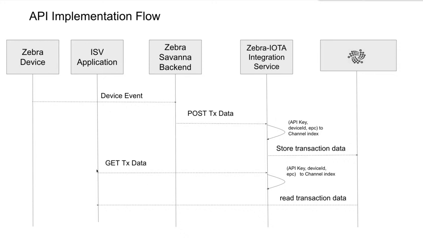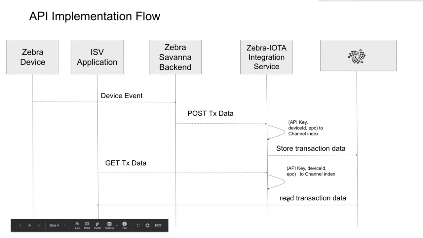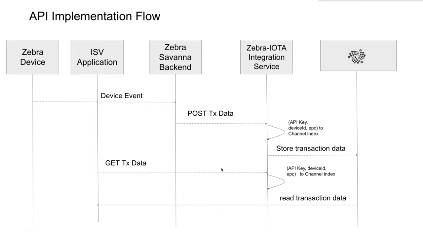When we want to retrieve the data, a similar, inverse process happens. We have the device ID, we have the EPC, we obtain the index of the channel that we want to read, and we read the data from the Tangle. It is important to understand, as Dino has introduced, that the data is properly separated by API key. So every user of the API only gets access to its data through its API key. That's a very important point.